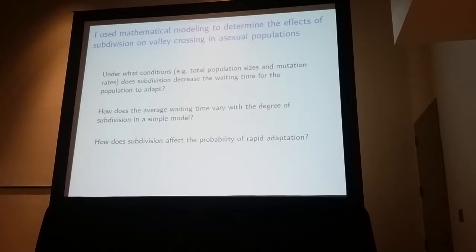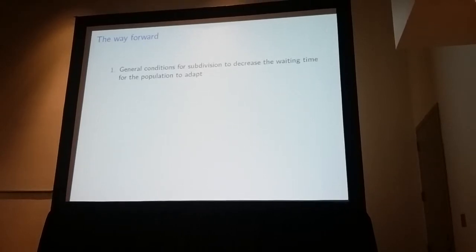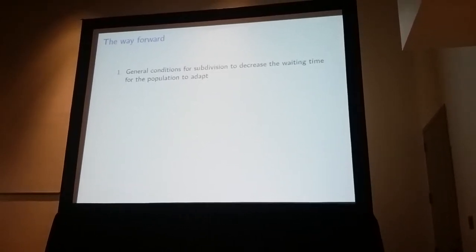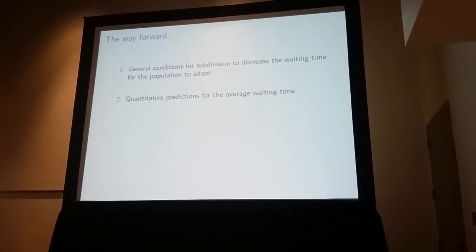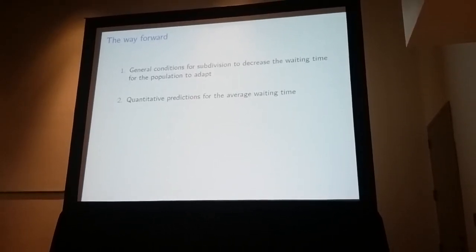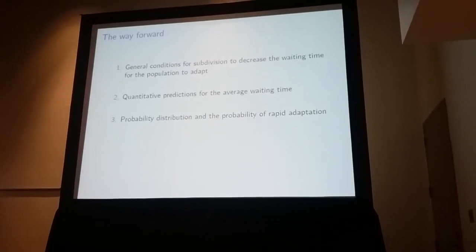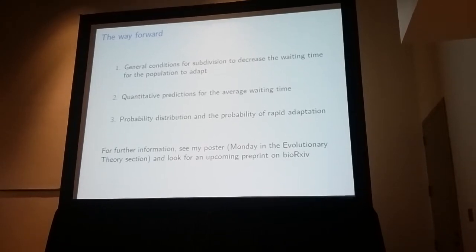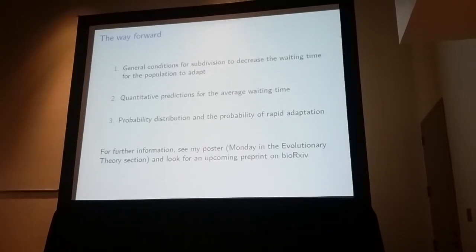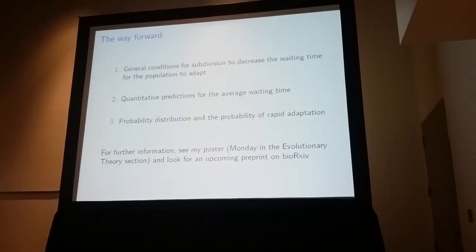adapts very rapidly? And so, as an outline of the talk, I'm first going to describe my results for the general conditions for subdivision to decrease the waiting time for the population to adapt. And then I will discuss my quantitative predictions for the average time in a simple model. And finally, I'll describe results on the probability distribution and the probability of rapid adaptation. And for further information, please stop by my poster tomorrow, or look for a preprint, hopefully online on bioRxiv in the next few weeks.